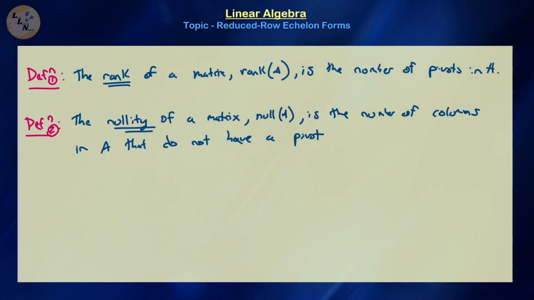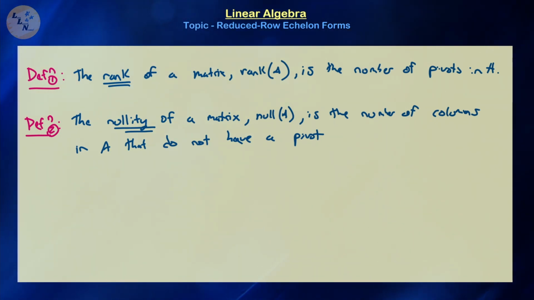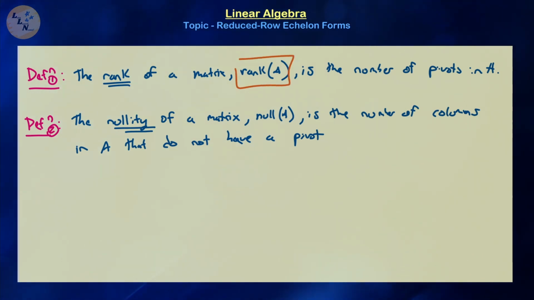Once we know how to find the reduced row-echelon form of a matrix, we can actually analyze that matrix from a variety of different perspectives. So here are two terms that we're going to be focusing on a lot once we start talking about the theoretical aspects of linear algebra. The first is known as the rank of a matrix, denoted by rank of A. The rank of a matrix A is equal to the number of pivots in A. And the nullity of a matrix, which we're going to represent as null of A, is the number of columns in A that do not have a pivot.